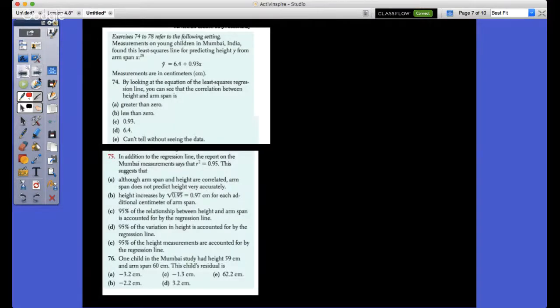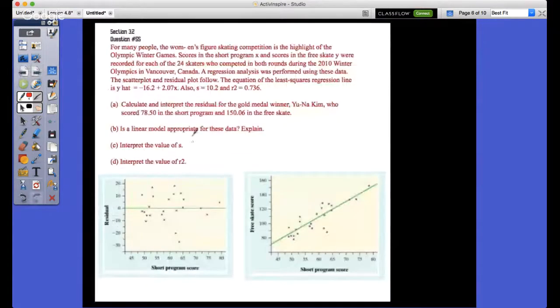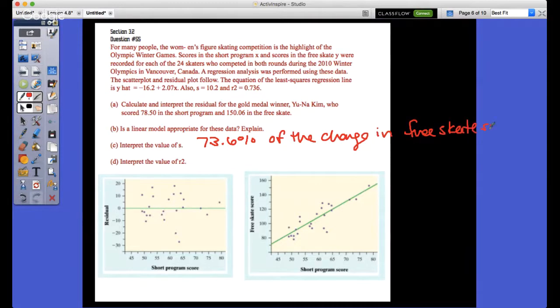Okay. Oh, one more. The R squared value, right? This is the percent of the change in Y. So that's how we started off. Percent of change in Y. So 73.6% of the change in Y. If you remember that part, I think you're going to get this. So what is Y? Free skate score. Free skate scores is accounted for by either my X change, short program scores, or you could say by the LSRL.